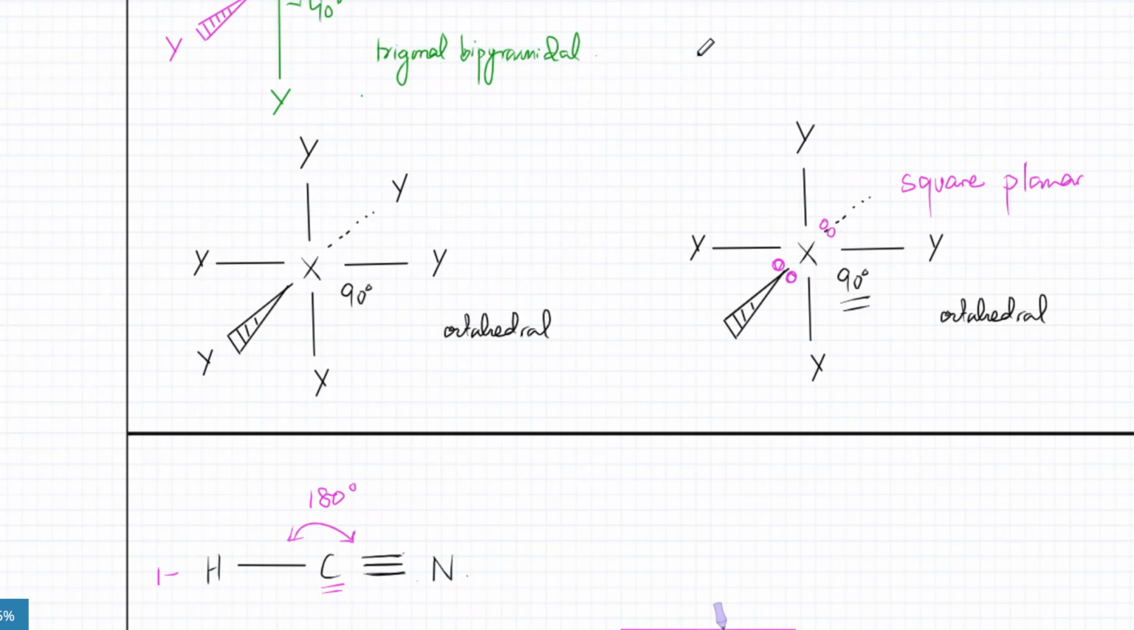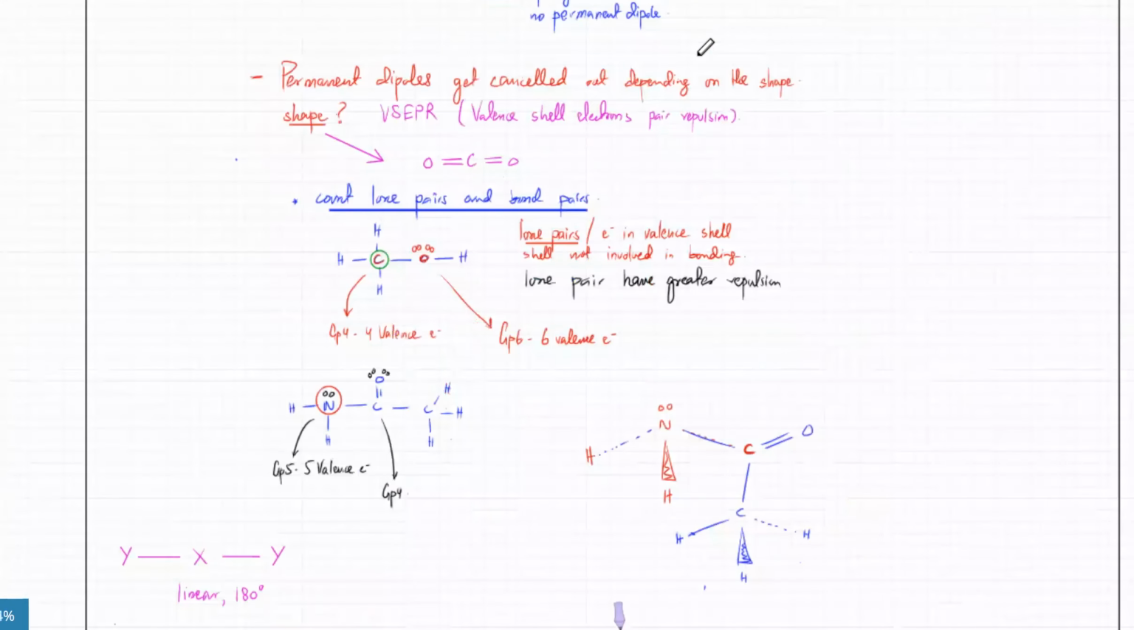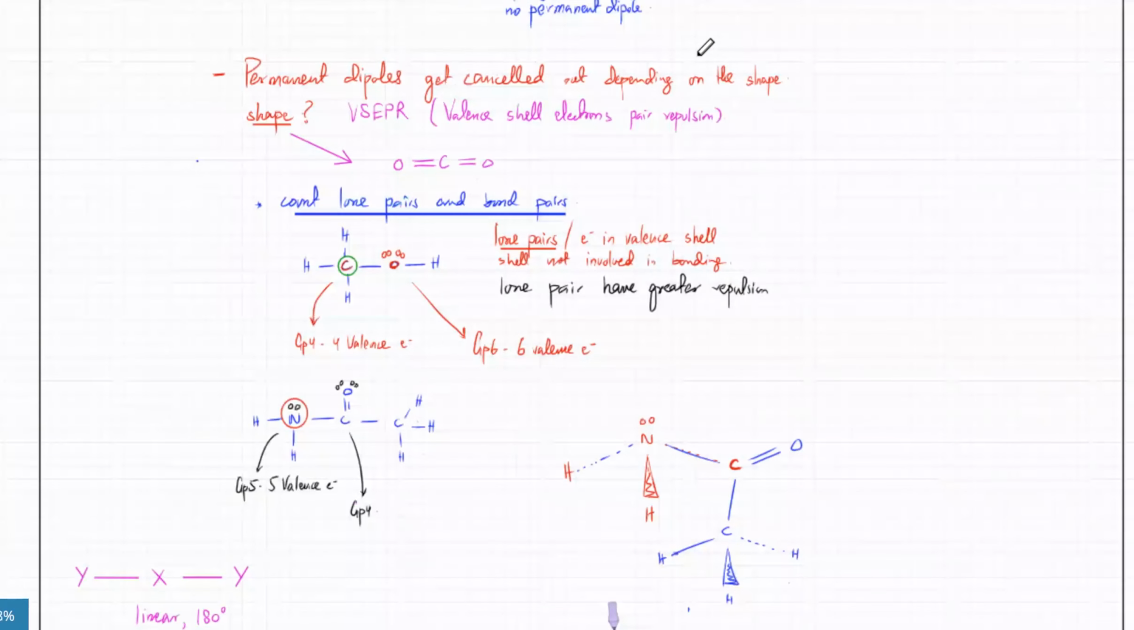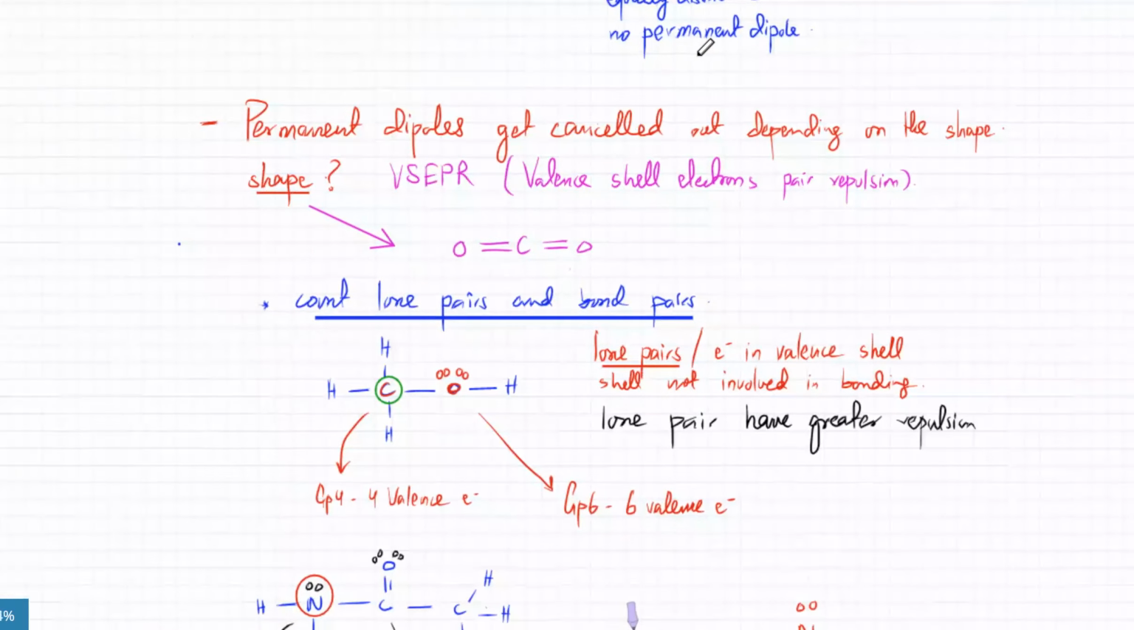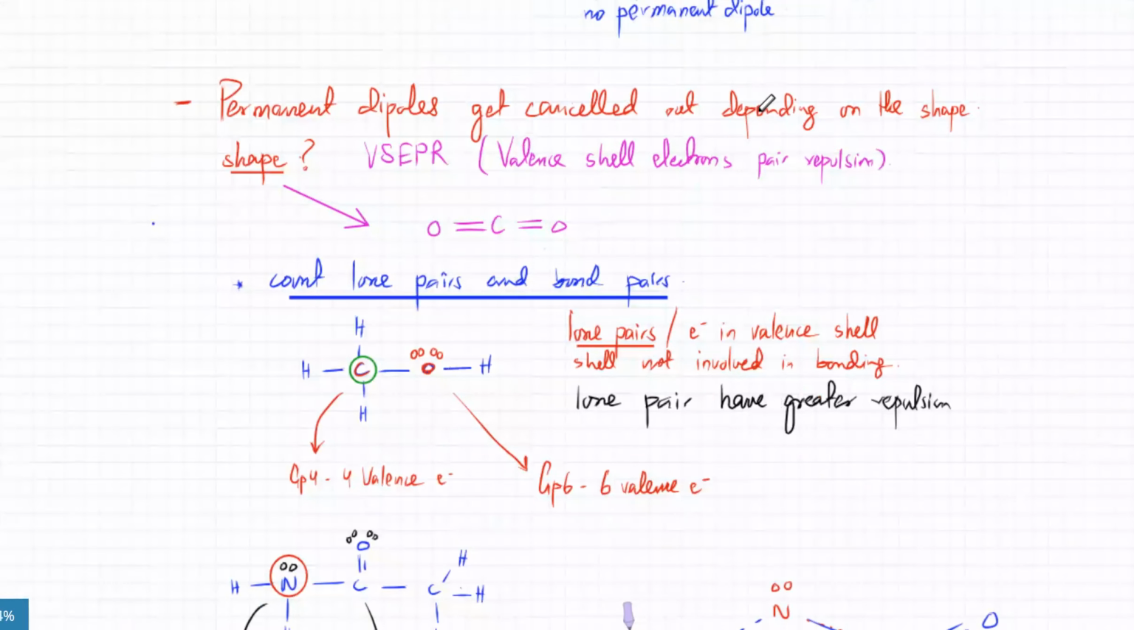Achha, ab ye ke, what we're going to do now is we're going to continue with what we were discussing, that permanent dipoles get cancelled out depending on the shape of the molecule.